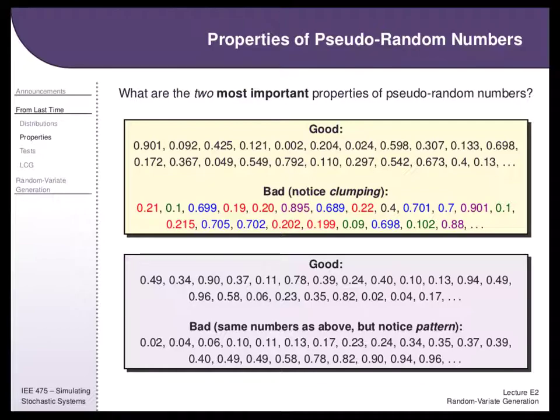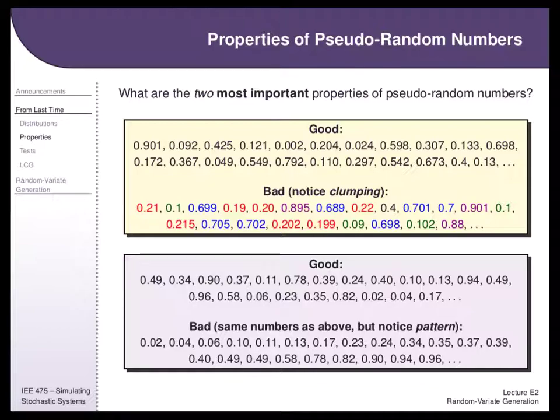Every time you roll a die, you want your memory of the previous die to have no help in predicting the next roll. That's independence. And then uniformity is this one. So here I've got these numbers which were generated uniformly.